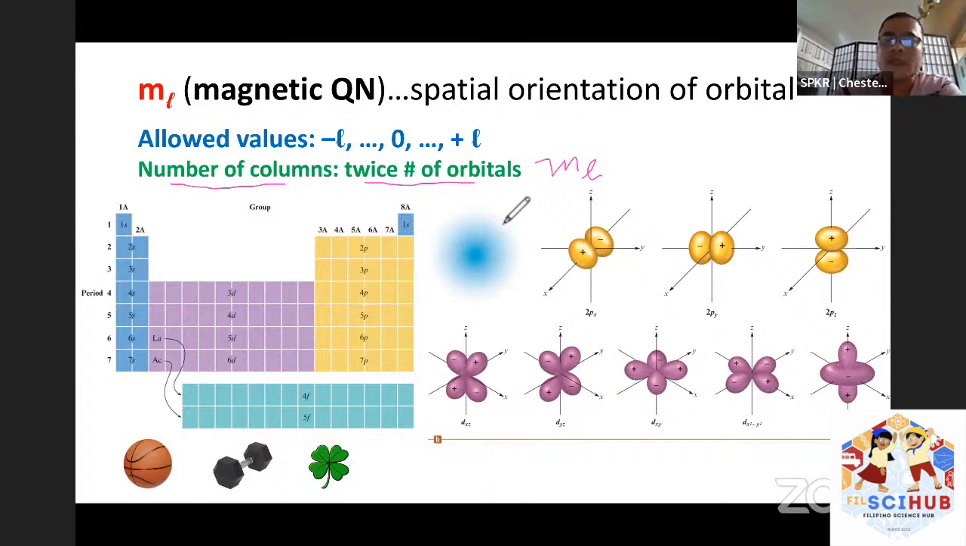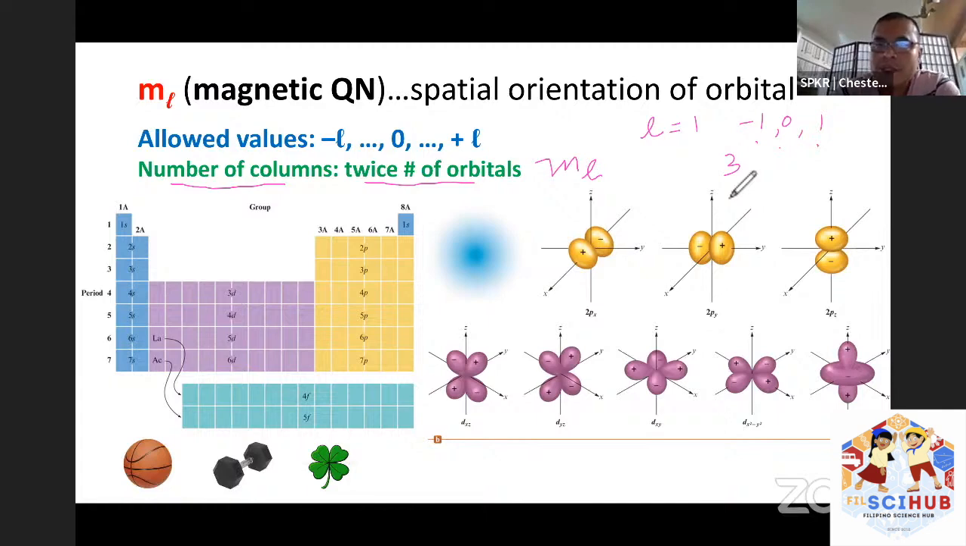Sorry, hindi ko na sana binura. Okay, so, L equals 1, so your M sub L values is going to be minus 1, 0, and 1. Okay? So, ilang klase ito? 1, 2, 3, right? So, 3. Okay? Now, L equals 1 is the p orbital.